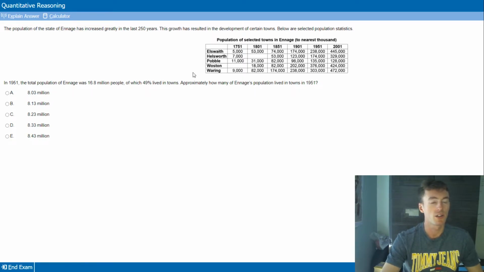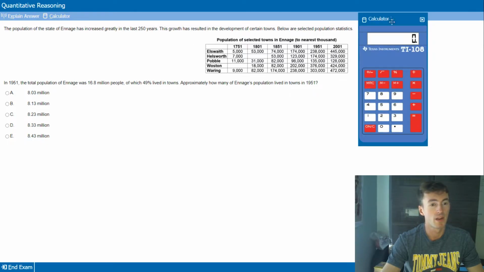Okay, this question's kind of got a bit of everything in there, so let's go through it. We've got a table here with a bunch of different populations of some towns and different years. The question here is that in 1951, the total population of Enich was 16.8 million people, of which 49% lived in towns. Approximately, how many of Enich's population lived in towns in 1951?